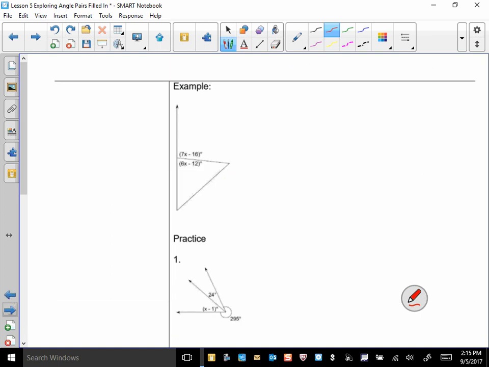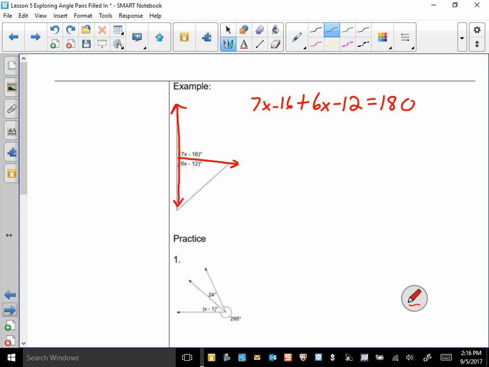So we've got some examples. All right, clearly we have a linear pair here, right? They share a side, and then the non-shared sides are opposite rays. So what do we know? We know they're supplementary because we just learned that. So we know that 7x minus 16 plus 6x minus 12 equals 180.